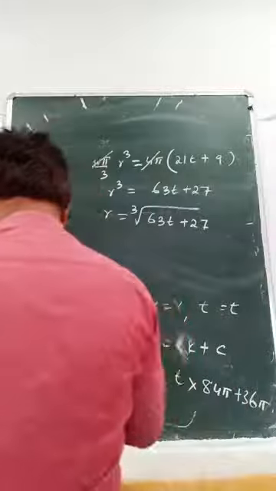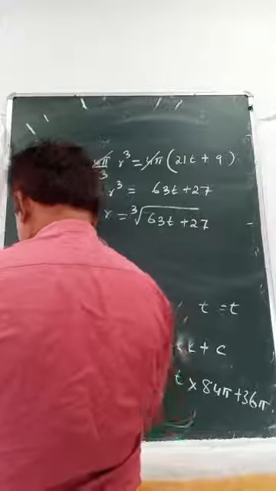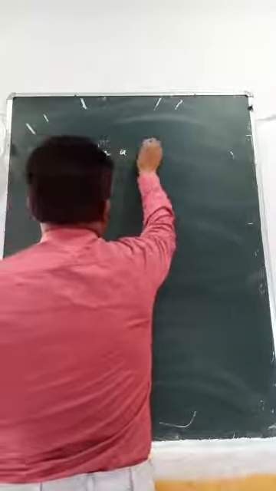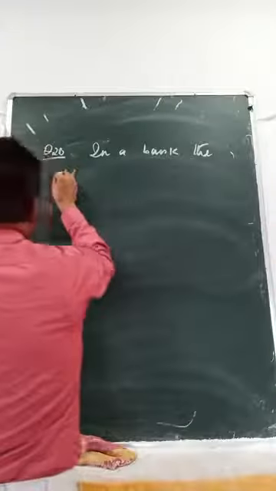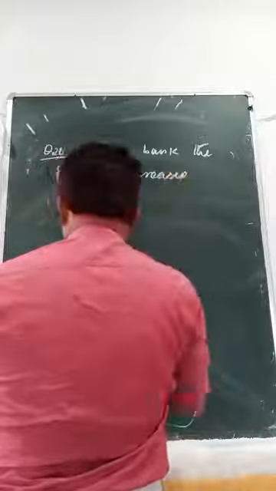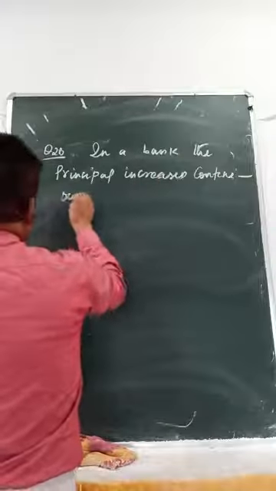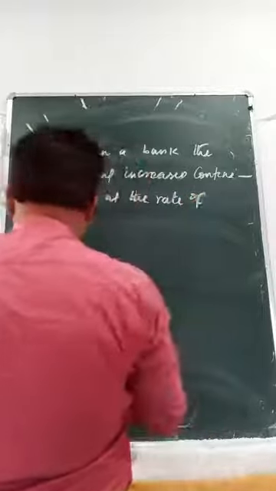Question number 20. In a bank, the principal increases continuously at the rate of R% per year.